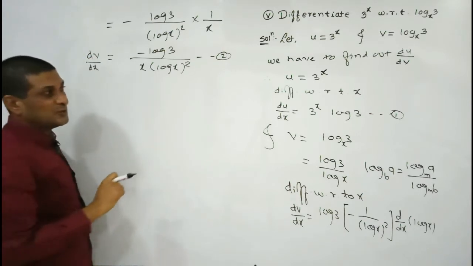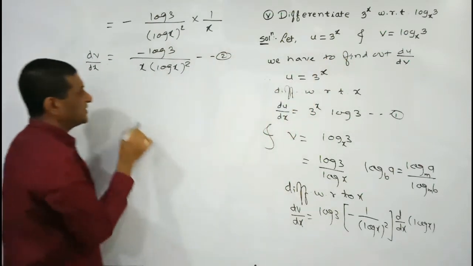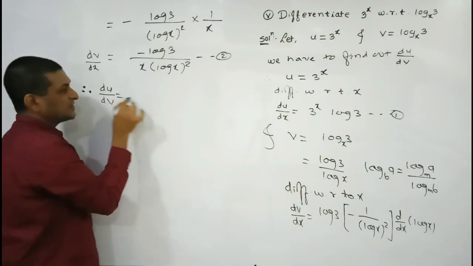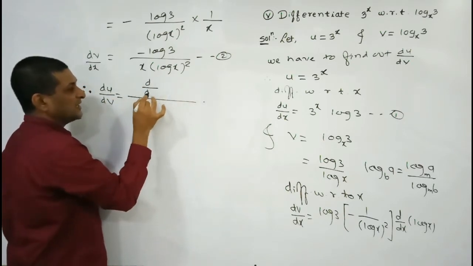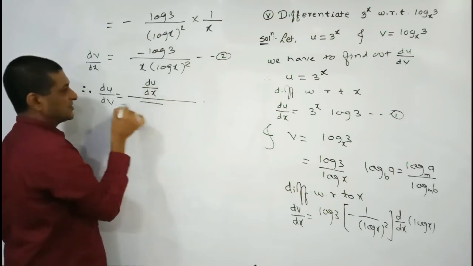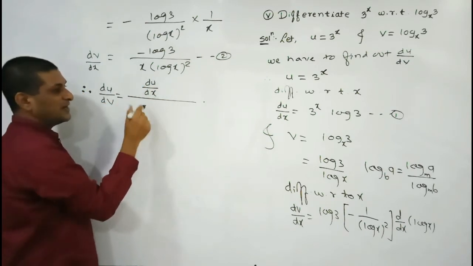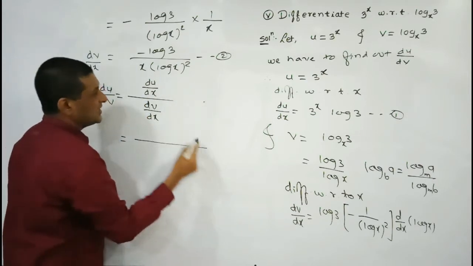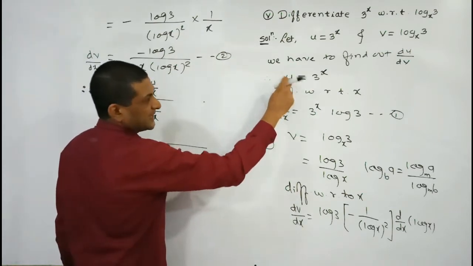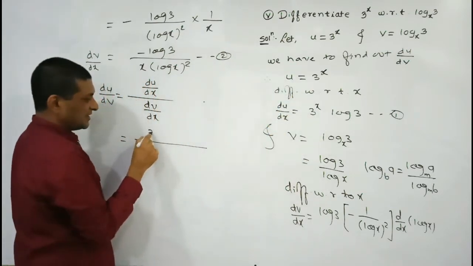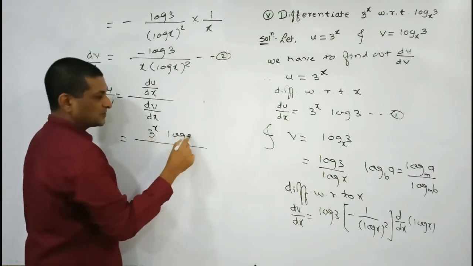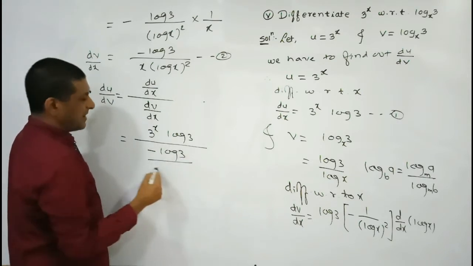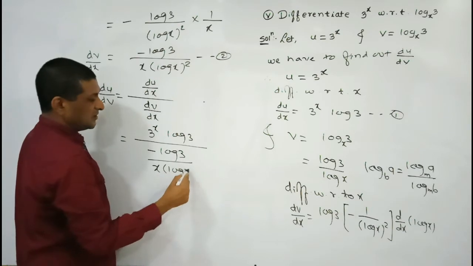Once both the values are known to us, now we are finding our required value. We have to find out value of du by dv. So here we can observe that u is also in terms of x and v is also in terms of x. So that's why du upon dv can be written as du upon dx divided by dv upon dx. Already these differentiations are known to us. Derivative of u with respect to x will be equals to 3 raised to power x into log 3, and derivative of v, just now we have got it, minus log 3 divided by x log x whole bracket square.